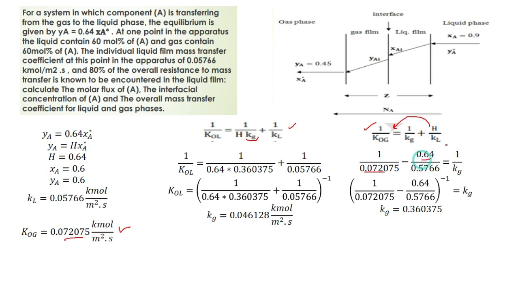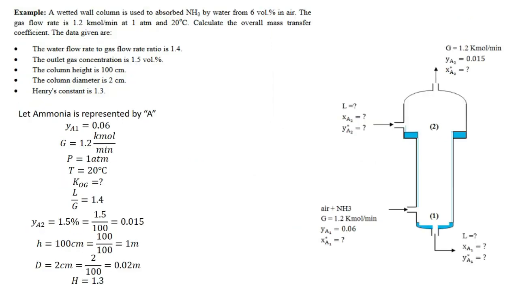H is 0.64 divided by KL. KL is 0.0577. Just put and you will get, just take the reciprocal. So just change their position. So it will be written with minus 1 raised to power minus 1 and it will be Kg. You will get your answer. Now put this Kg in this here, put the values, do the mathematics, you will get your answer. So this is KL, 0.046.